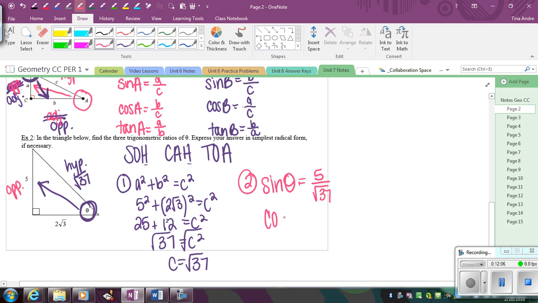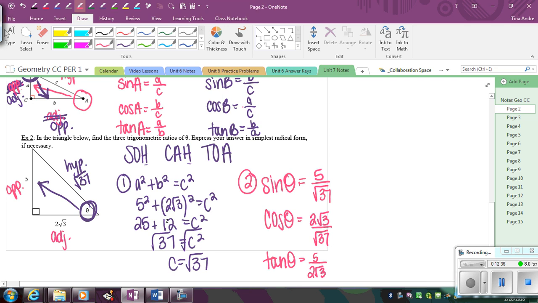Next one is cosine. So cosine theta is CAH, so adjacent. This is my adjacent, it's the side next to theta. So adjacent over hypotenuse is 2 root 3 over square root 37. And then the last one's tan. So tan theta is opposite over adjacent, so 5 over 2 root 3.